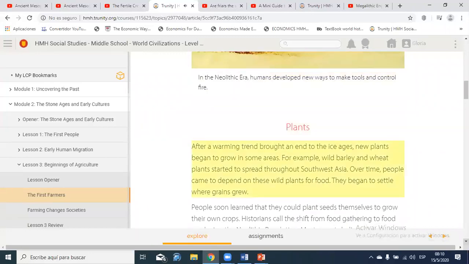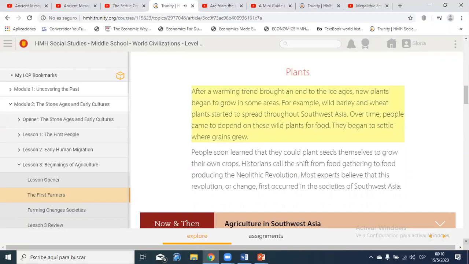Plants. After a warming trend brought an end to the ice ages, new plants began to grow in some areas. For example, wild barley and wheat plants started to spread throughout Southwest Asia. Over time, people came to depend on these wild plants for food. They began to settle where grains grew. People soon learned that they could plant seeds themselves to grow their own crops. Historians call the shift from food gathering to food producing the Neolithic Revolution. Most experts believe that this revolution, or change, first occurred in the societies of Southwest Asia.